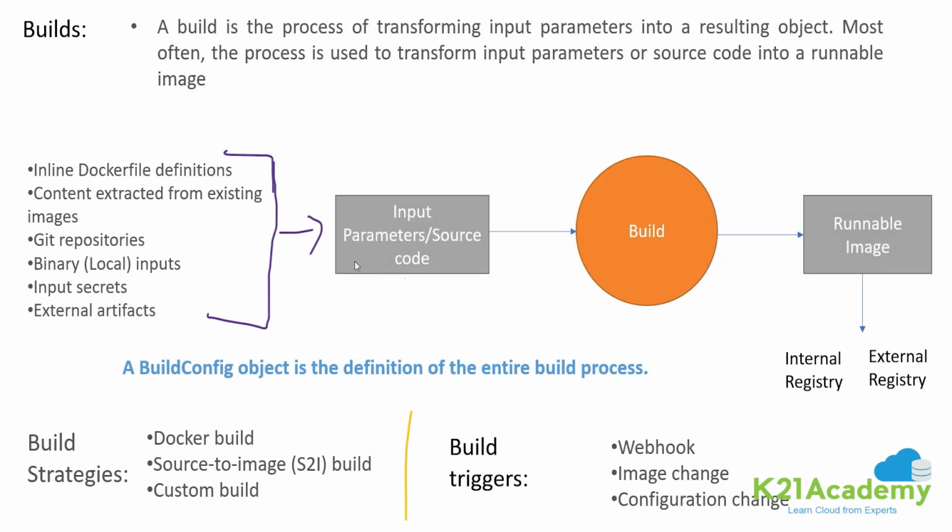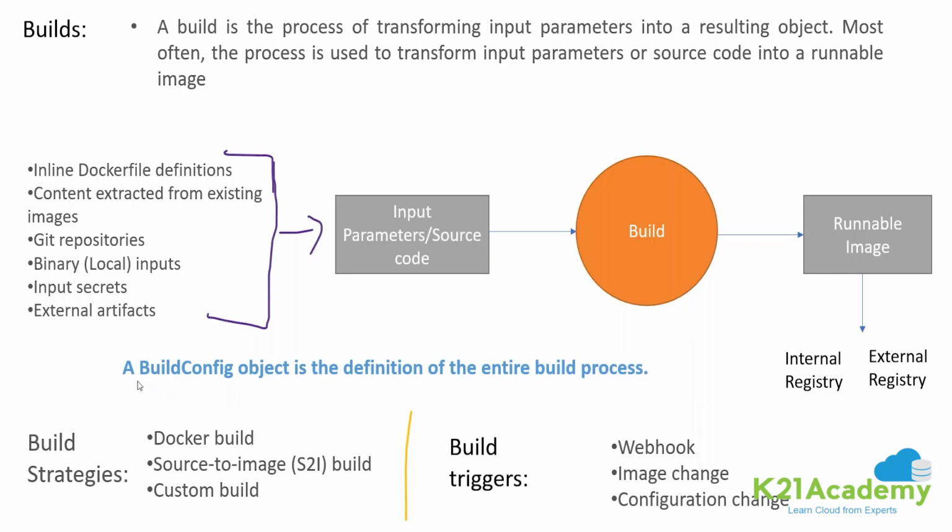A build is the process of transforming input parameters into a resulting object called a runnable image. Most often the process is used to transform the input parameters or source code into a runnable image. Once the image is created, it can be stored inside the internal registry, or you can store it on Docker Hub also. So this becomes your output, this becomes your input, and to complete the process of building, you require one object definition that is called a build config. Whatever the input parameters are, what kind of image you would like to create, or where you would like to store it, all that is defined inside the build config.